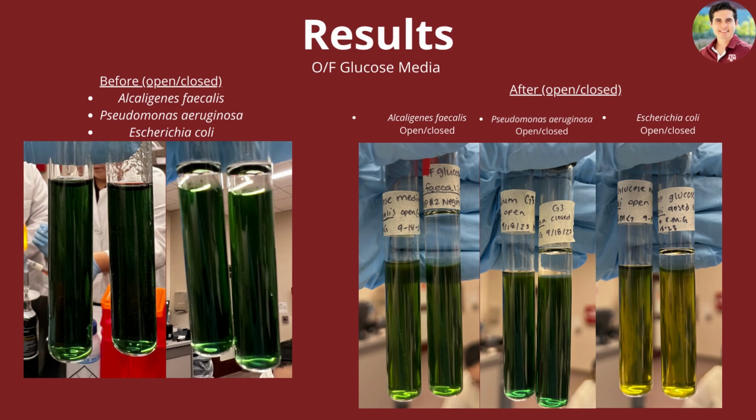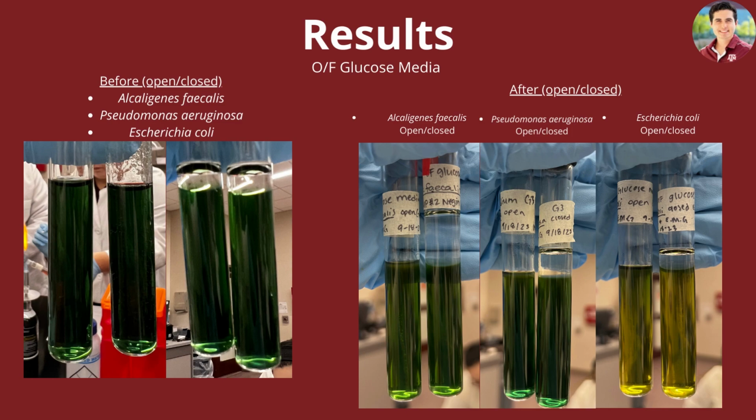One of our first tests was the OF glucose media. Here on the left, we performed 3 different kinds of inoculations with 3 different kinds of microorganisms, both having tubes with an open and a closed tube. Here on the left, we can see the image of those tubes before being inoculated, being A. faecalis, P. aeruginosa, and E. coli.